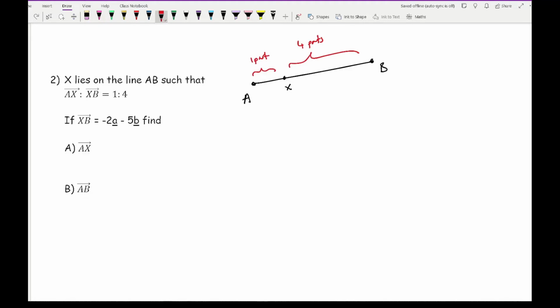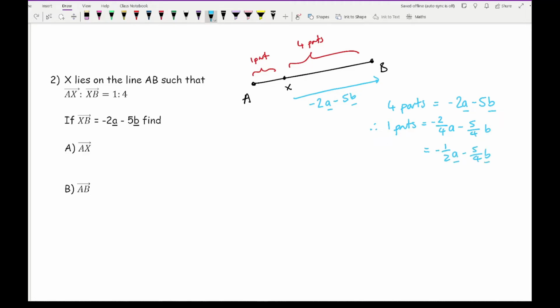Now in this particular question, it tells me that XB, this distance here, is minus 2a minus 5b. So what I know is that 4 parts, rather than 5, equals minus 2a minus 5b. Therefore, to work out what 1 part is, which is really important when you're working with ratios, we need to divide all of this by 4. So that becomes minus 2 over 4 a minus 5 over 4 b. Neatening that up, we get minus a half a minus 5 over 4 b, and I'm going to leave it as an improper fraction because it's a lot easier.